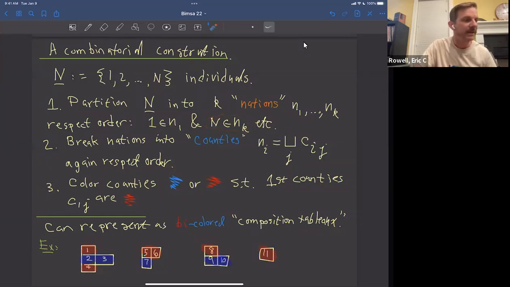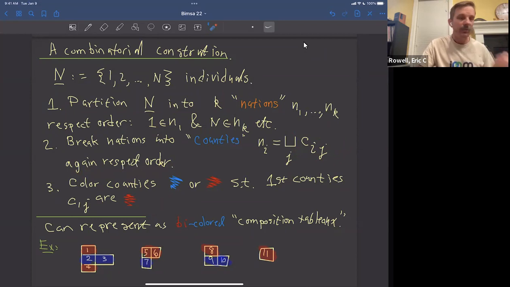Okay. Then we're going to further break the nations into counties, or if you prefer states, or maybe you prefer provinces. But anyway, it's a way of breaking up people in a given country into smaller subsets. And so each nation i will be the disjoint union of these counties, Cij. There'll be some number of them for each i. Again, respect the order, okay?